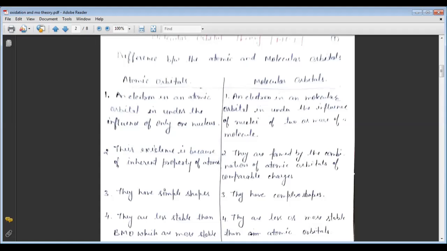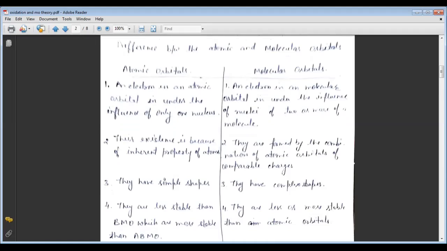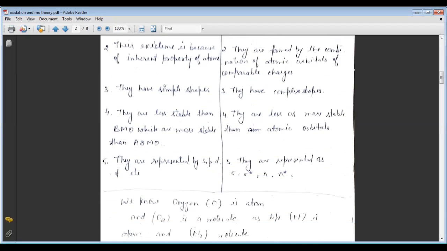The second point: atomic orbitals exist because of an inherent property of the atom, while molecular orbitals are formed by the combination of atomic orbitals of comparable energies. The third point: atomic orbitals have similar shapes, while molecular orbitals have complex shapes. Then the fourth point: they are less stable than the bonding molecular orbital. Here I read the BMO.